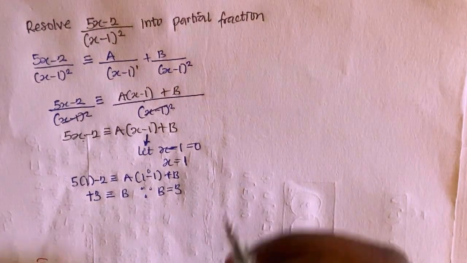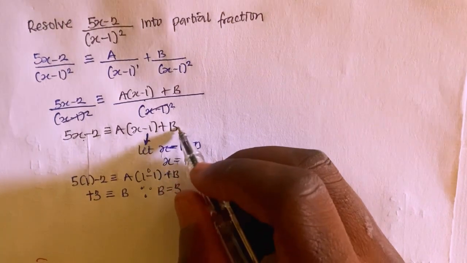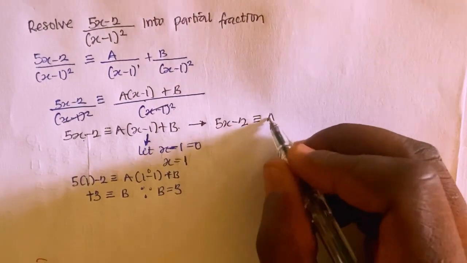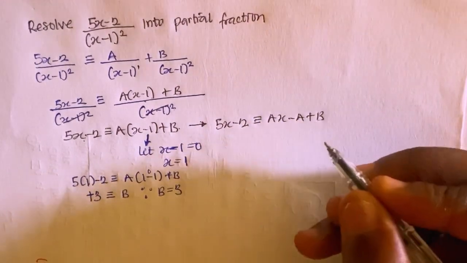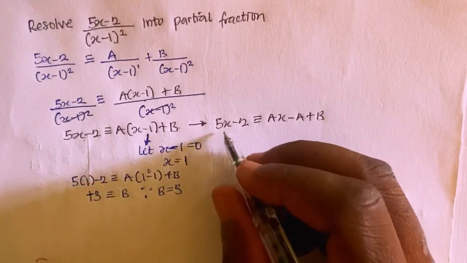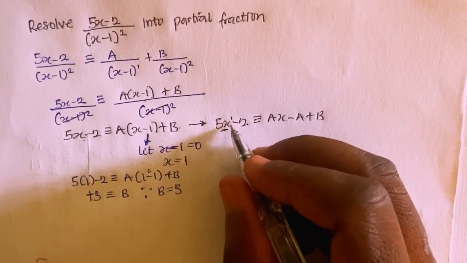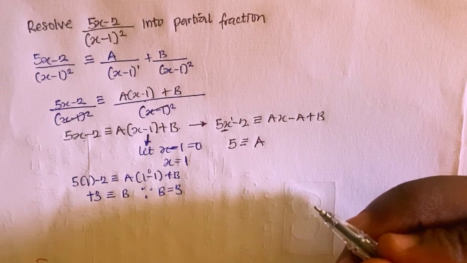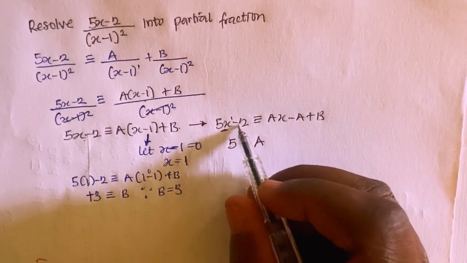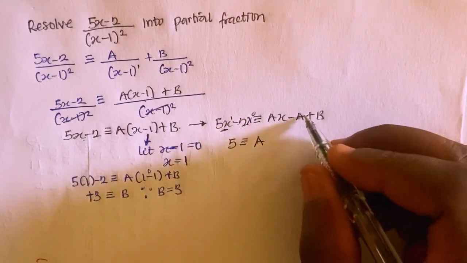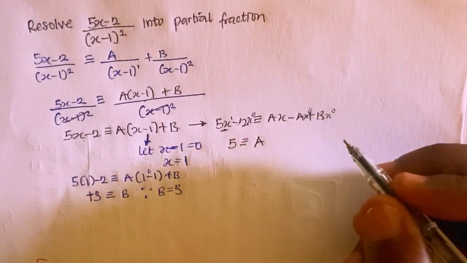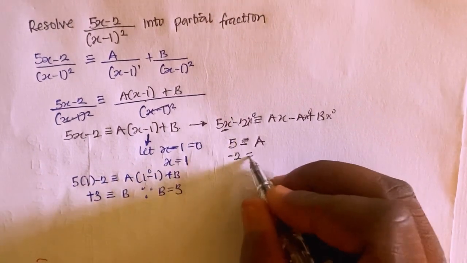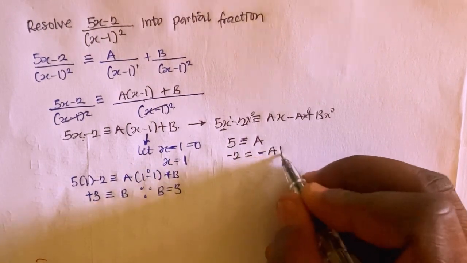Now let's go ahead and expand this. It's going to give me 5x - 2 equivalent to Ax - A + B. Then let me compare the coefficients. Comparing the coefficients, I have power of x here, so 5 is equivalent to A in this case. Again, I have -2, which is x to the power of 0, in this case equal to -A + B.